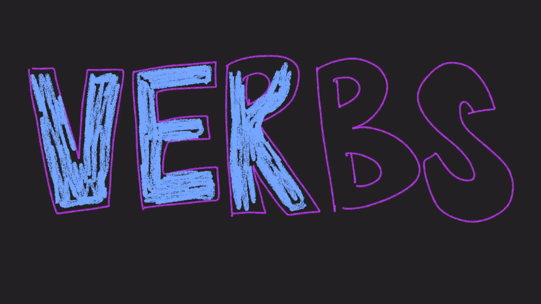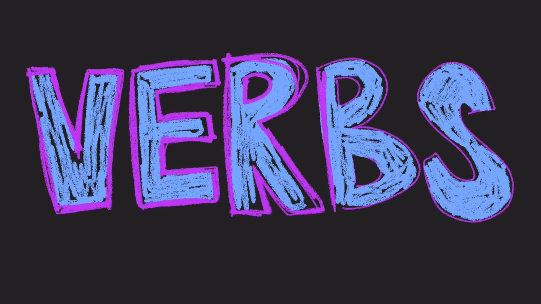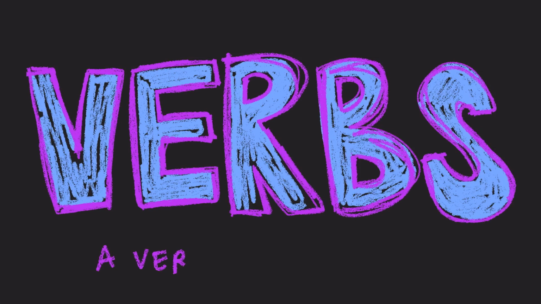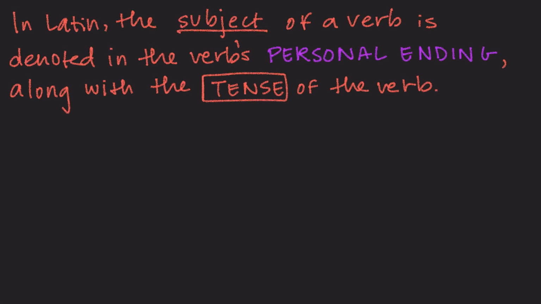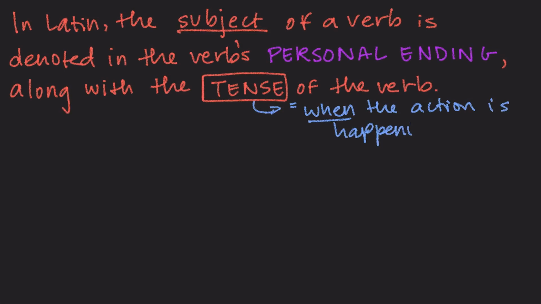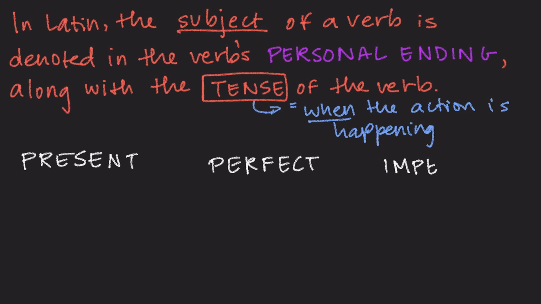All right, we're gonna move on, talk about verbs. Okay, verbs are actions. So anytime an action is happening in a sentence, that action will be a verb. In Latin, the subject of a verb is denoted in the verb's personal ending along with the tense of the verb. The tense is when the action is happening. So it could either be present, perfect, or imperfect tense. Those are the three that we've learned so far.